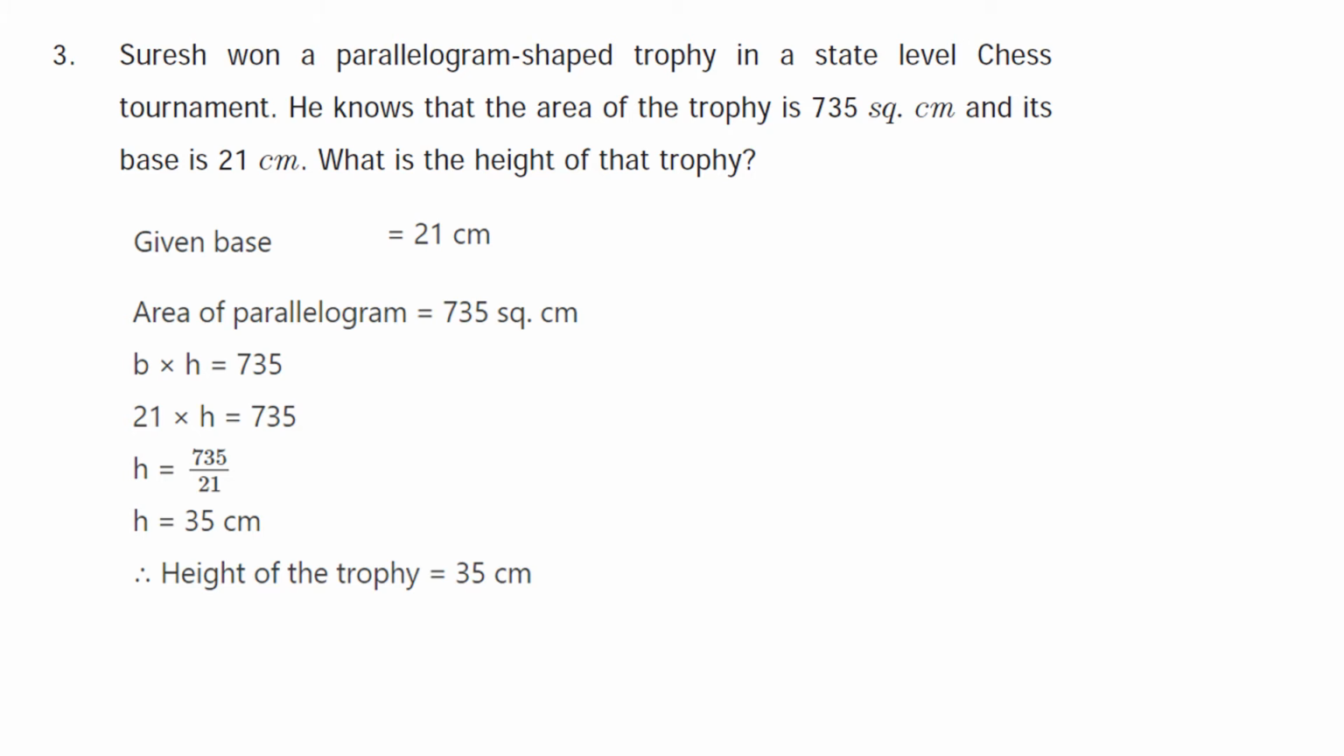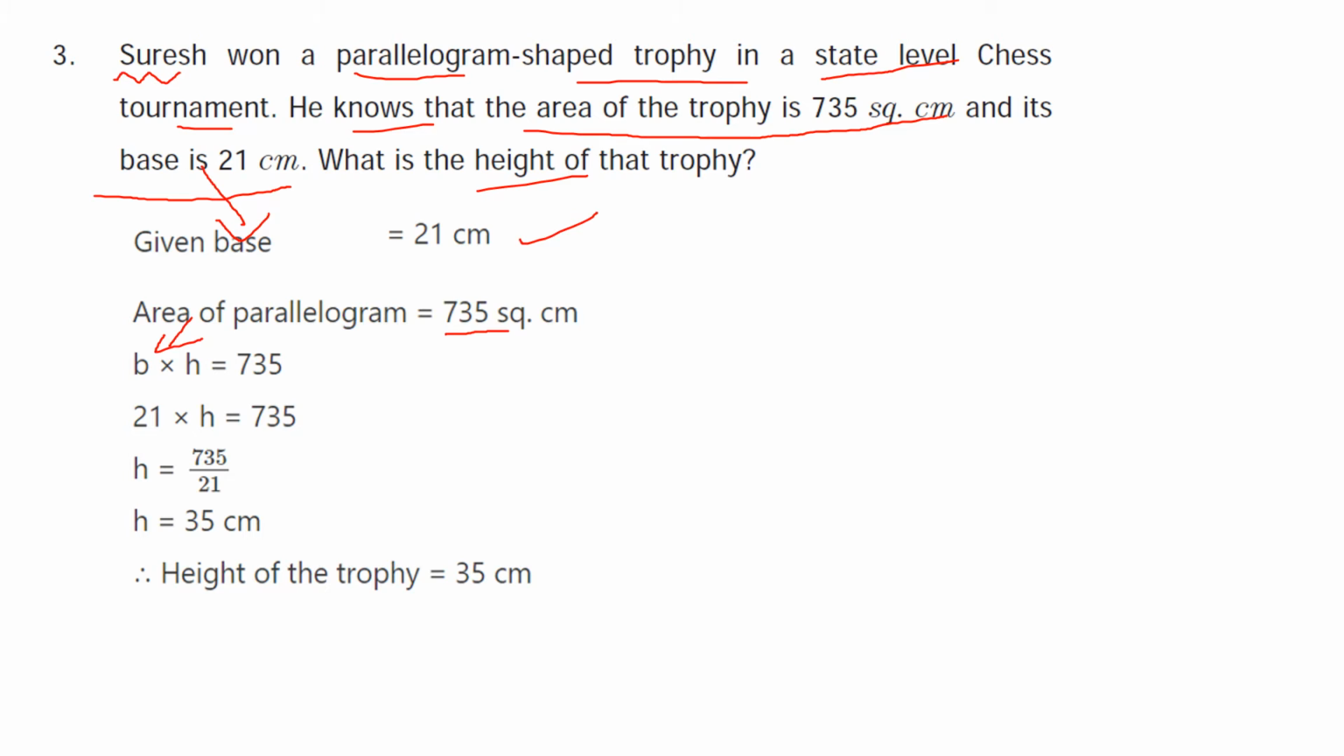Third one, Suresh won a parallelogram shaped trophy in a state level chess tournament. He knows that the area of the trophy is 735 square centimeter and its base is 21 centimeter. What is the height of the trophy? So given base is 21 centimeter, area of the parallelogram 735. So write the formula B into H equal to 735. B is 21, so 21 into H equal to 735. Therefore H equal to 735 by 21.